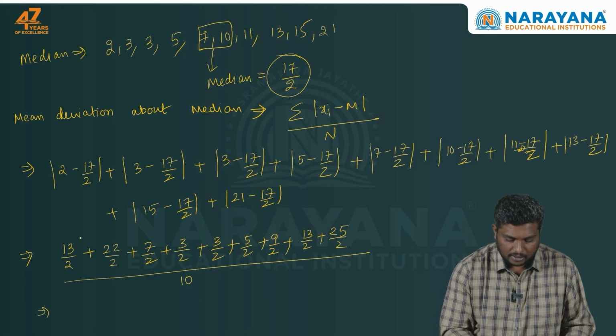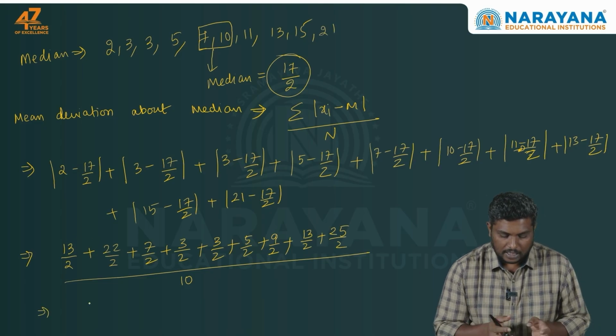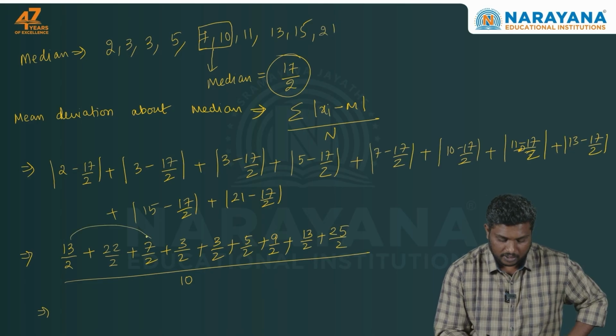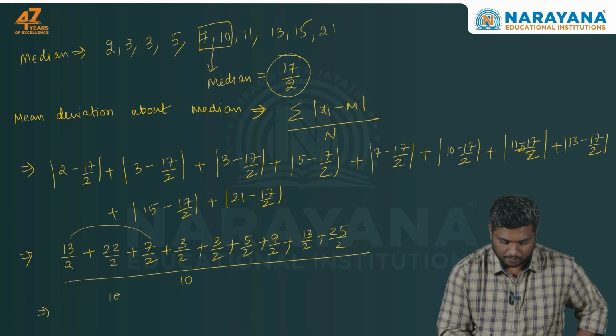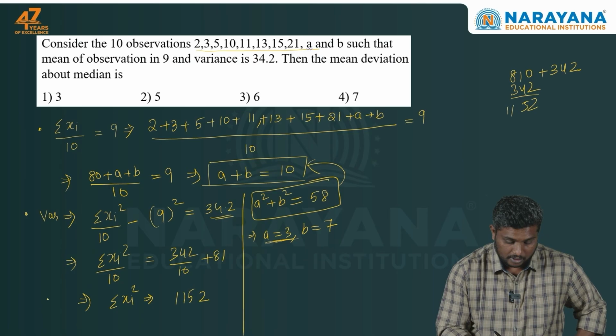So you have to add this up, everybody. You have to just add these observations. 13 plus 7, 20, 42, 45 and 48, 53, 62, 62 and 75, 100. 100 by 20, which is equal to 5. So the answer of this one is 5.